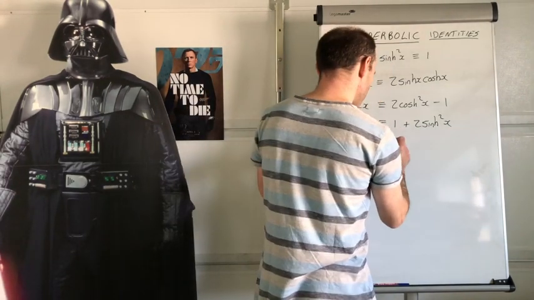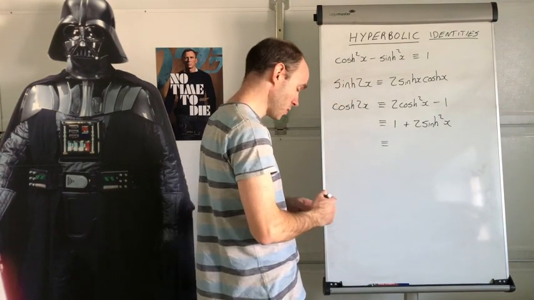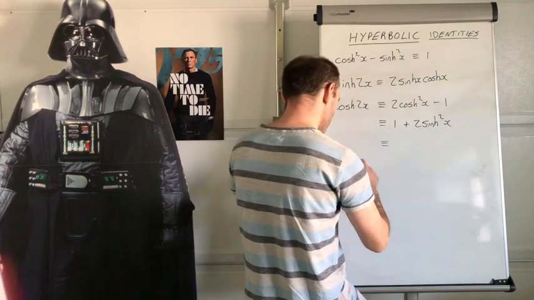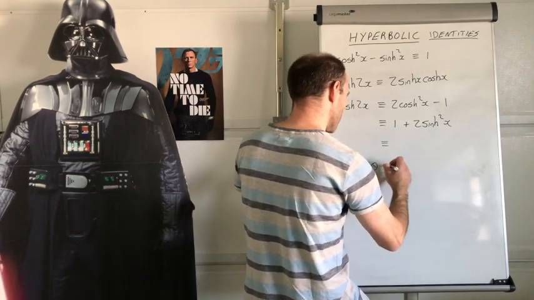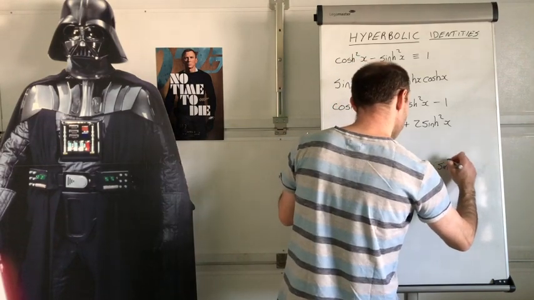Do you remember the other one? The trigonometric counterpart I'm talking about here. Let me just write it on the board. So the other one was cos, let's call it something different, theta. Cos 2 theta is cos squared theta minus sin squared theta.